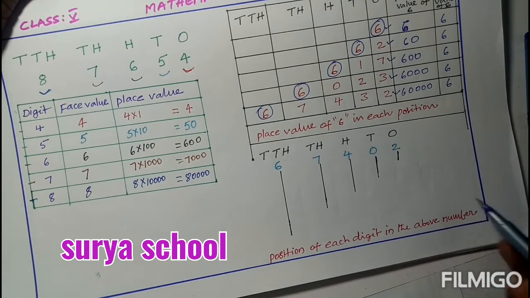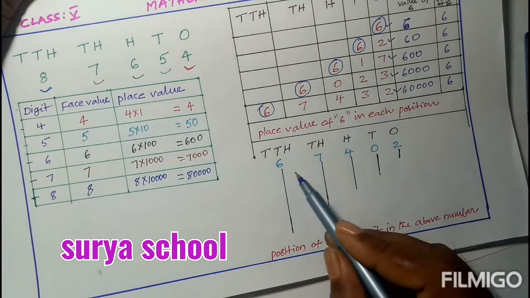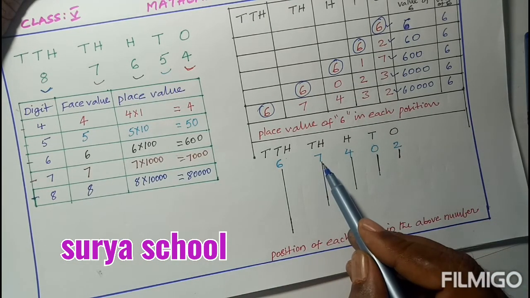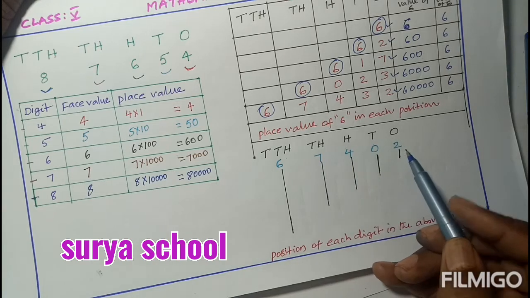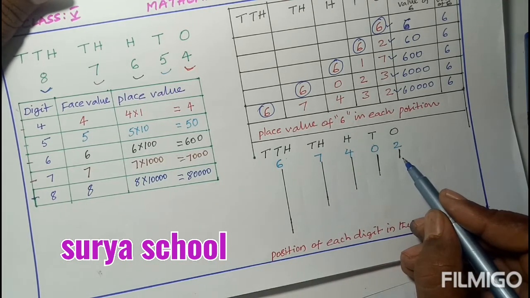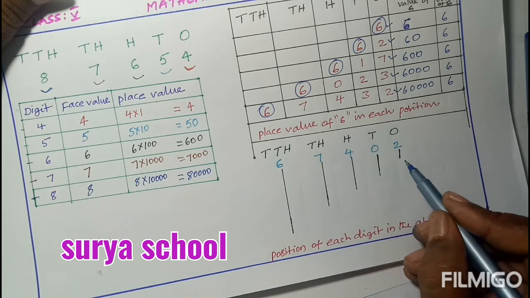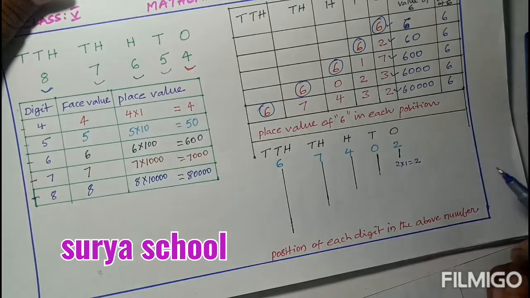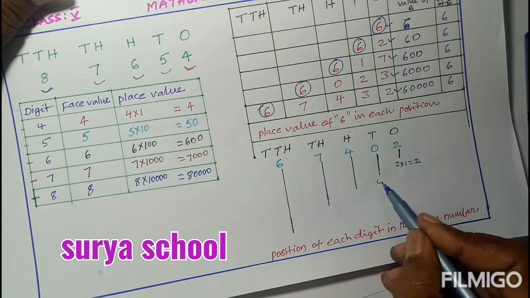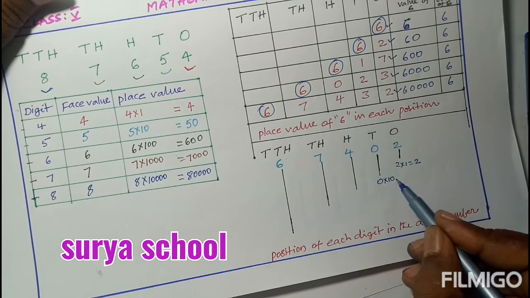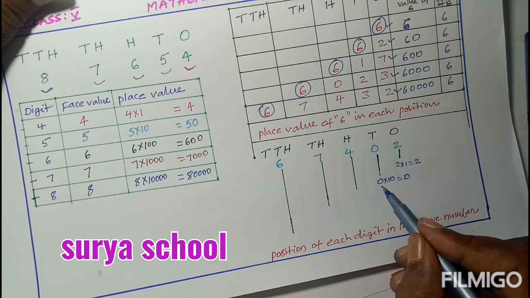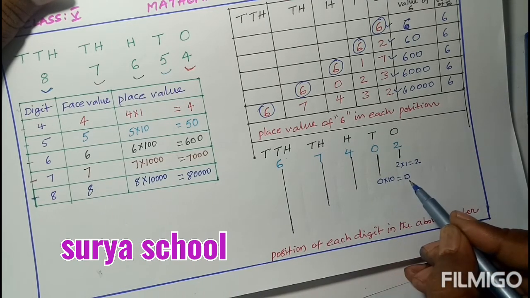Are you following? Now one more example. Here I took one more number, that is 67,402. What is the place value of 2? 2 is in which place? Units place, ones place. 2 ones are 2 only. This 0 is in which place? Tens place. 0 into 10 is 0, so its place value becomes 0.